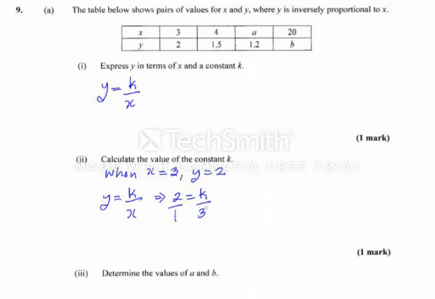If I have one fraction equal to one fraction, what I would do is cross multiply. 1 times k is k, is equal to 3 times 2, which is 6. So k is equal to 6.